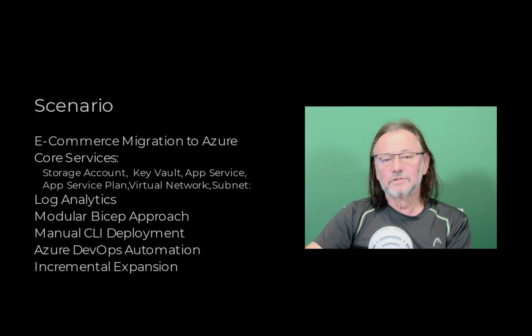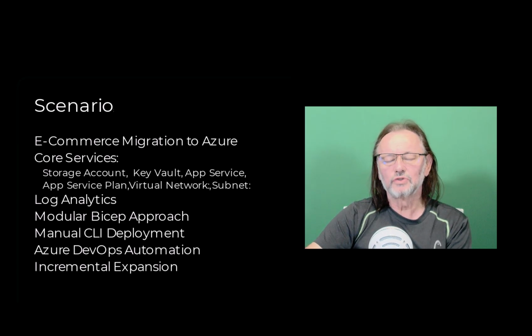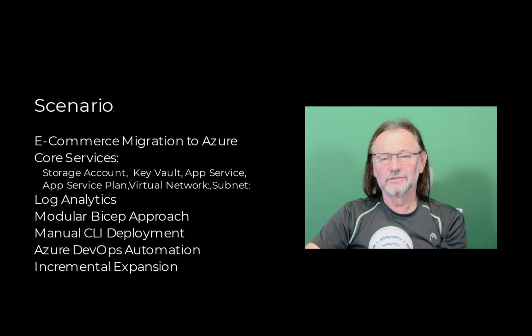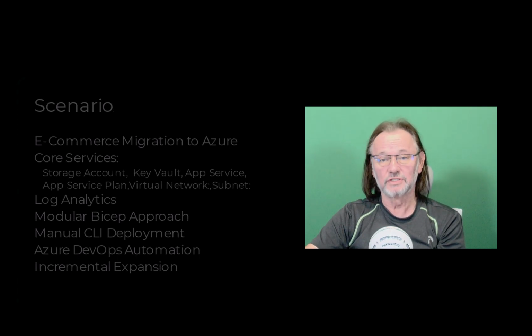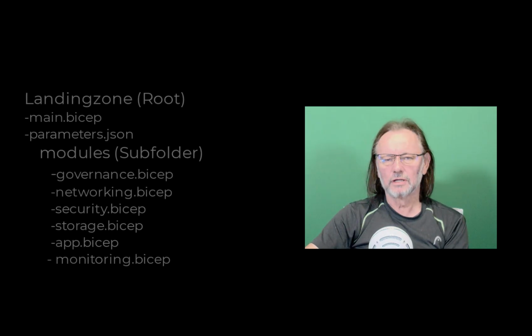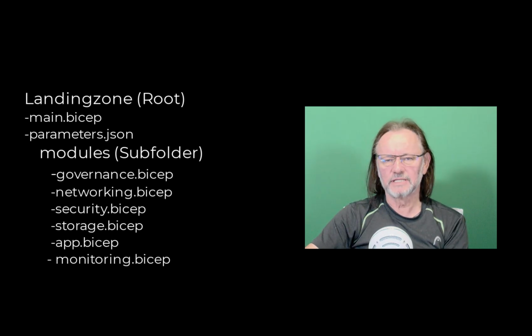Now let's explore the scenario. As a cloud solution architect hired to migrate an e-commerce company's infrastructure to Azure, the focus lies on crafting a robust landing zone for their online store, incorporating automated deployments and incremental enhancements. We will need core Azure services: virtual networks, storage accounts, app services, key vaults, and a log analytics workspace to drive this transformation. A modular approach with Bicep comes into play.